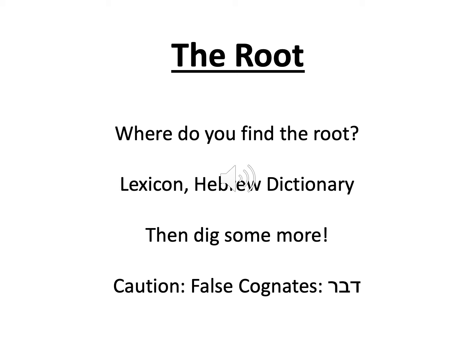That's the caution at the bottom of this page, false cognates. Just because a word has dalet, beit, resh does not mean that it automatically comes from the same root, davar. Davar can mean to speak, but dever, which also has dalet, beit, resh, can mean to subdue. So we need to be very careful about how exactly we go about examining the word in its roots within the lexicon.